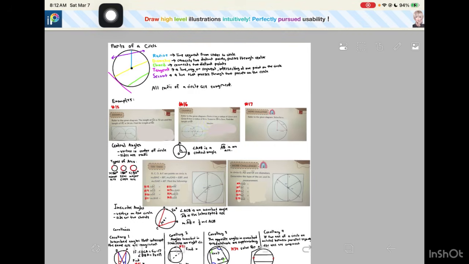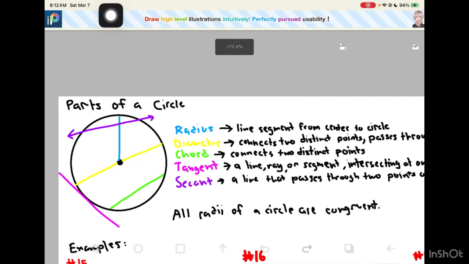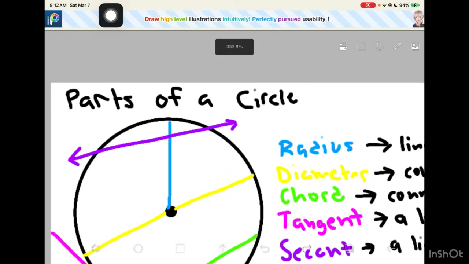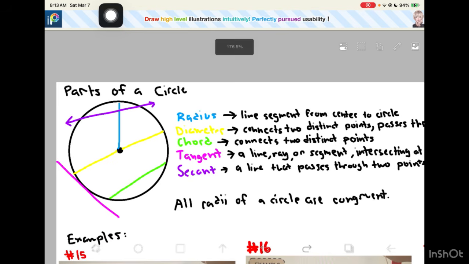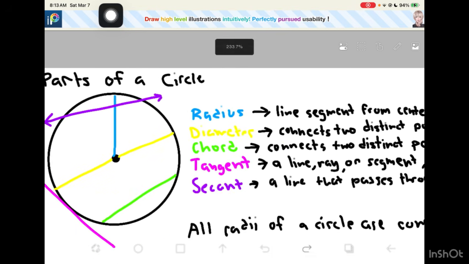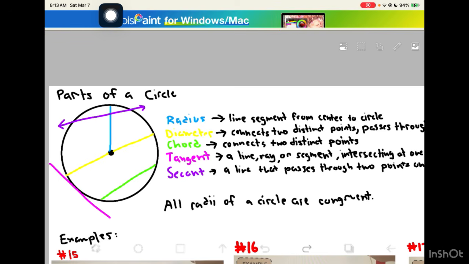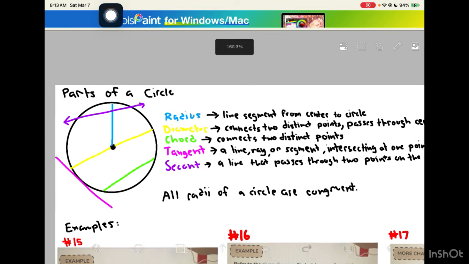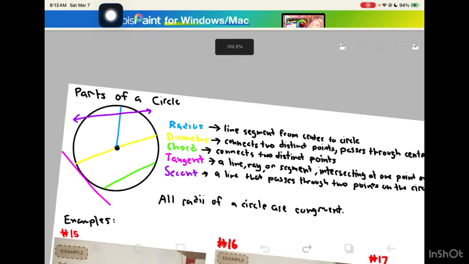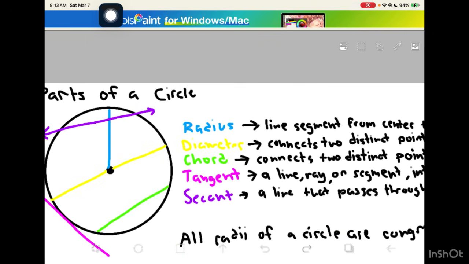Okay, so we're now on to circles, and let's review the parts of a circle. First and foremost, the radius, this blue line, is a line segment from the center of the circle to any point of the circle. Next is a diameter. It connects two distinct points while passing through the center and is technically the longest possible chord.